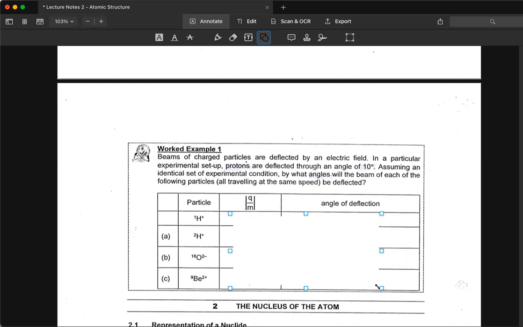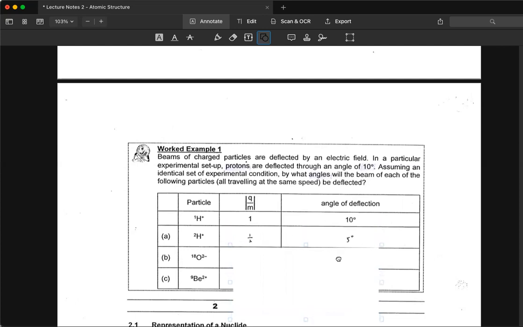So, beams of charged particles are deflected by an electric field. In a particular experimental setup, protons are deflected through an angle of 10 degrees. Assuming an identical set of experimental conditions, by what angles would the beam of each of the following particles, all traveling at the same speed, be deflected? So for the hydrogen ion, the charge to mass ratio is 1. The charge of this particular particle is +1. The mass is 1. So 1 divided by 1 is 1. And the angle of deflection is 10 degrees. Now, if you have a particle with 2 times the mass, the ratio becomes half.